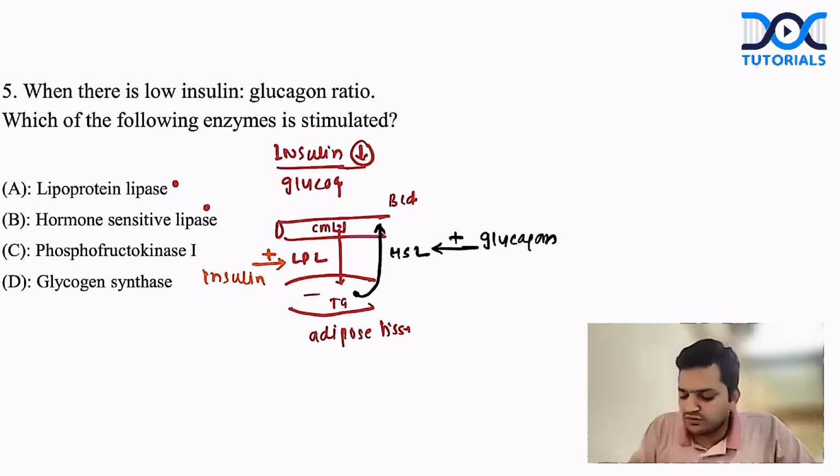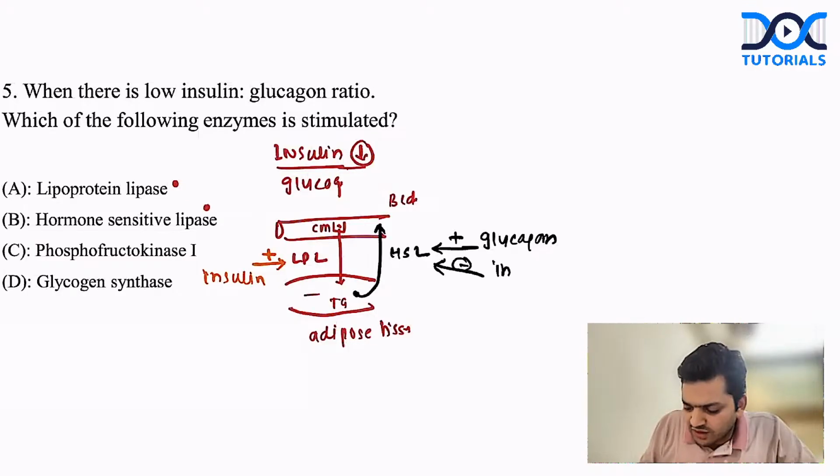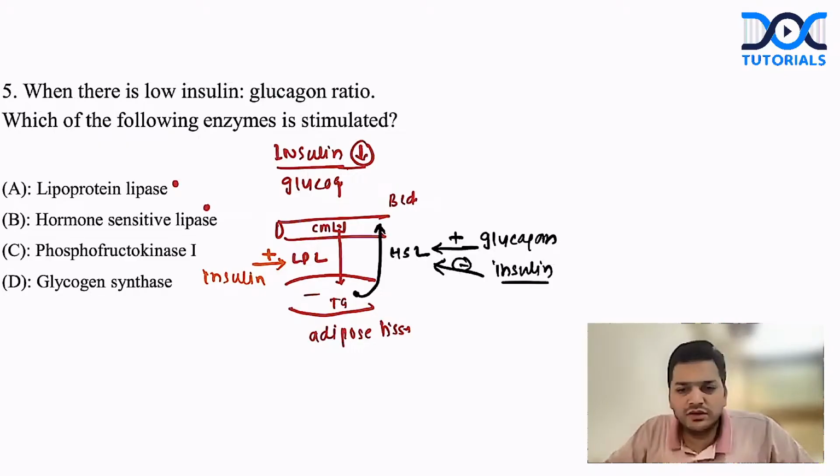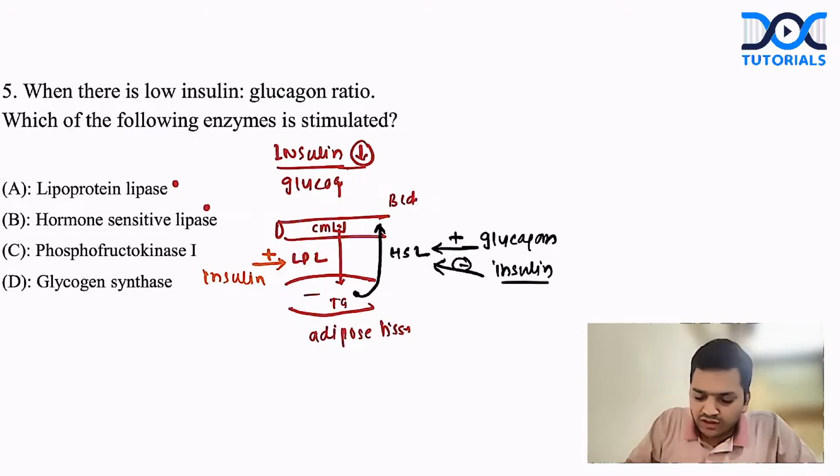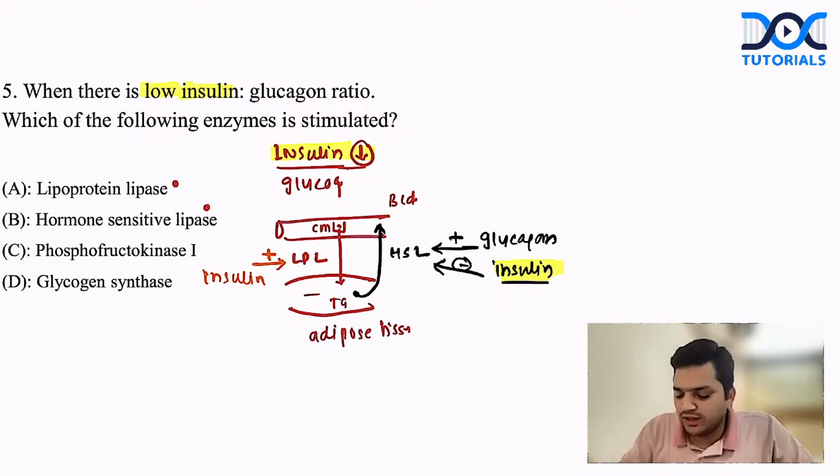Glucagon stimulates the hormone sensitive lipase, or in other words, insulin is going to stop this hormone. Insulin is putting a brake on this hormone. Insulin never wants the triglyceride to go back to the blood. And here, what is happening is the insulin is low. This is what they have written. The ratio is low, means the insulin is low. If the insulin is low, means there is no brake. And if there is no brake, this enzyme will work more.